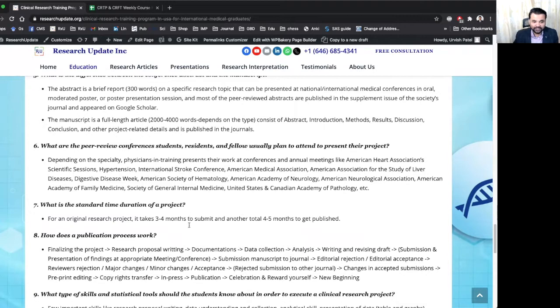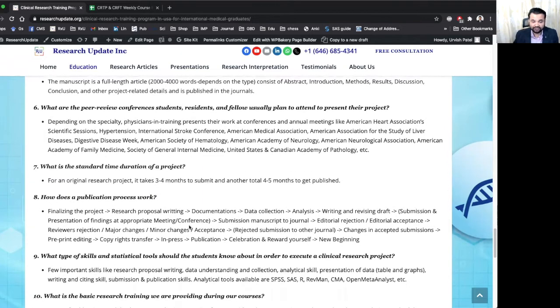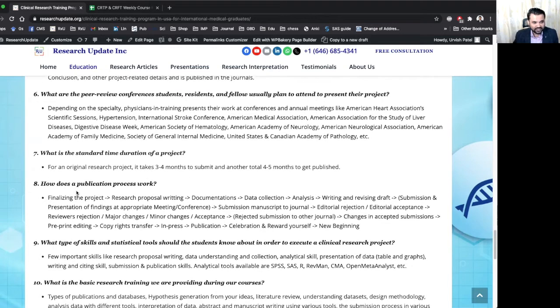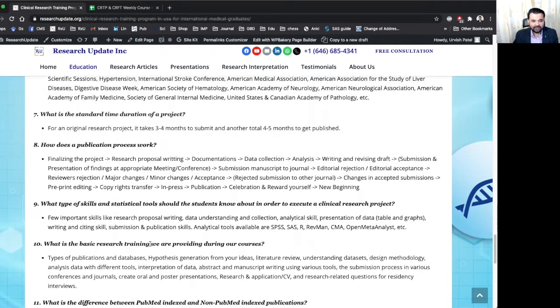It usually takes, depending on the project size, 3 to 4 months to finish and 4 to 5 months to get it accepted, if it's an observational study and you are not doing much data collection. But if you are doing data collection and it's a prospective study, then it can range up to 11 months to 2 years. So yes, you have to keep the type of the project in mind as well. We have mentioned the publication process here.